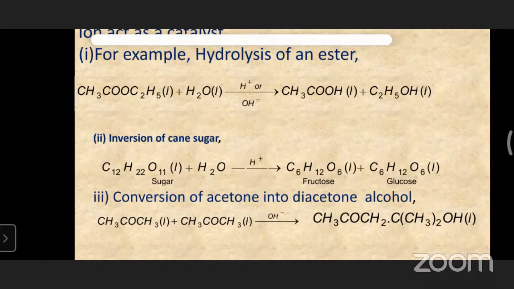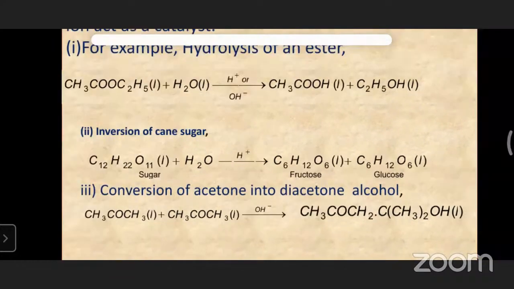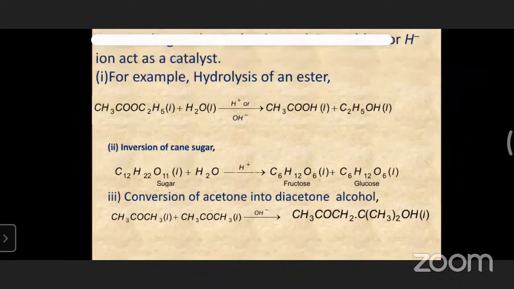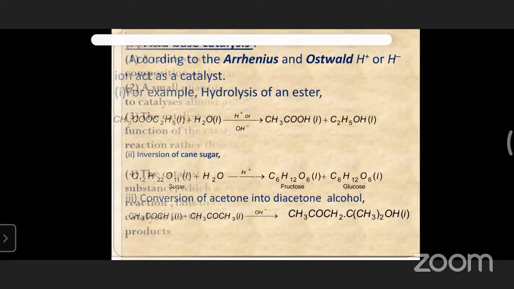We will see one more reaction: conversion of acetone into diacetone alcohol. Two moles of acetone, CH3COCH3, react together in the presence of a base, and we get diacetone alcohol. That's why these are examples of acid-base catalysis. Once again, the definition: catalytic reactions which happen in the presence of an acid or a base are called acid-base catalytic reactions or acid-base catalysis.